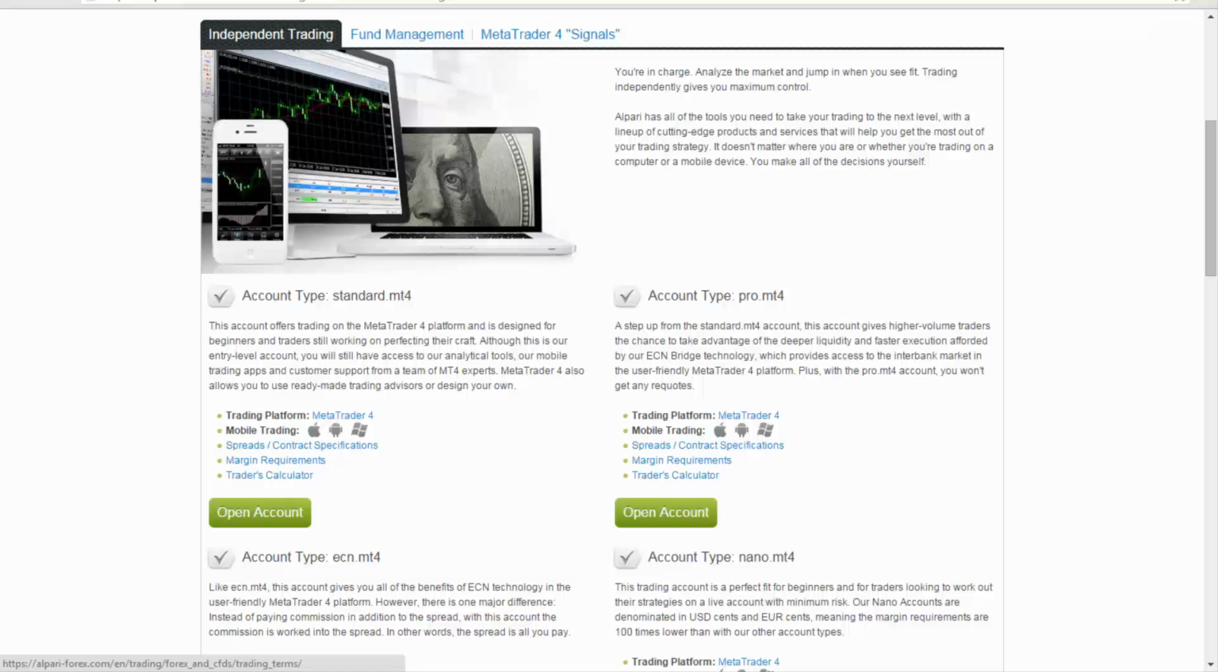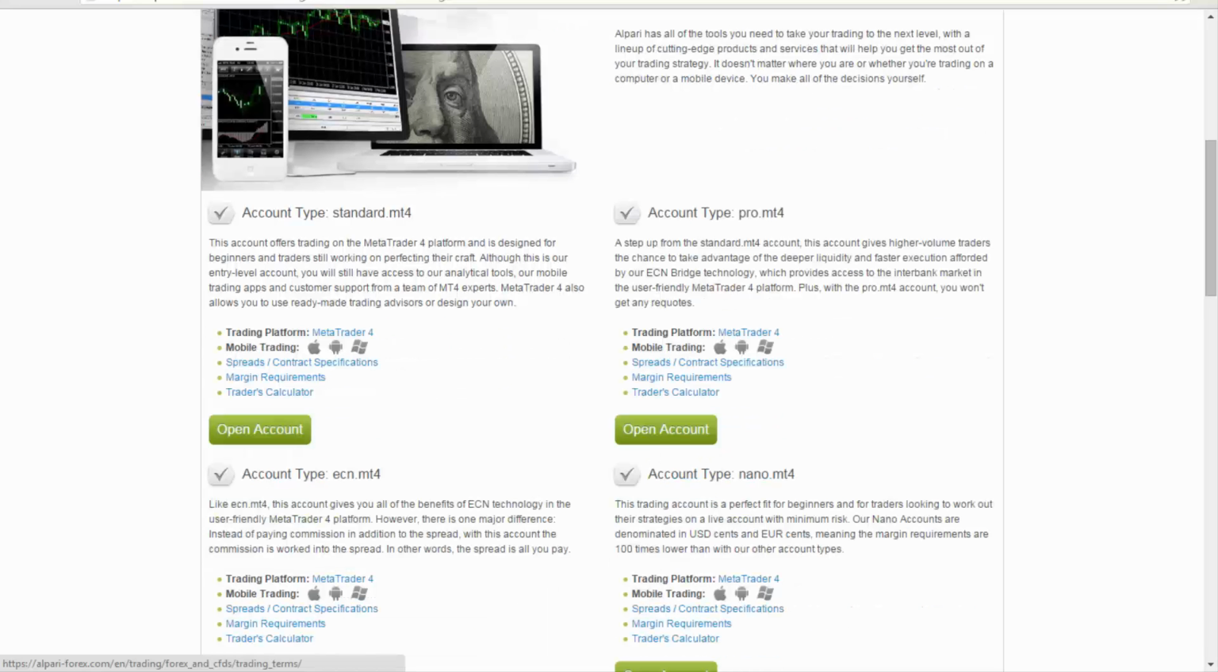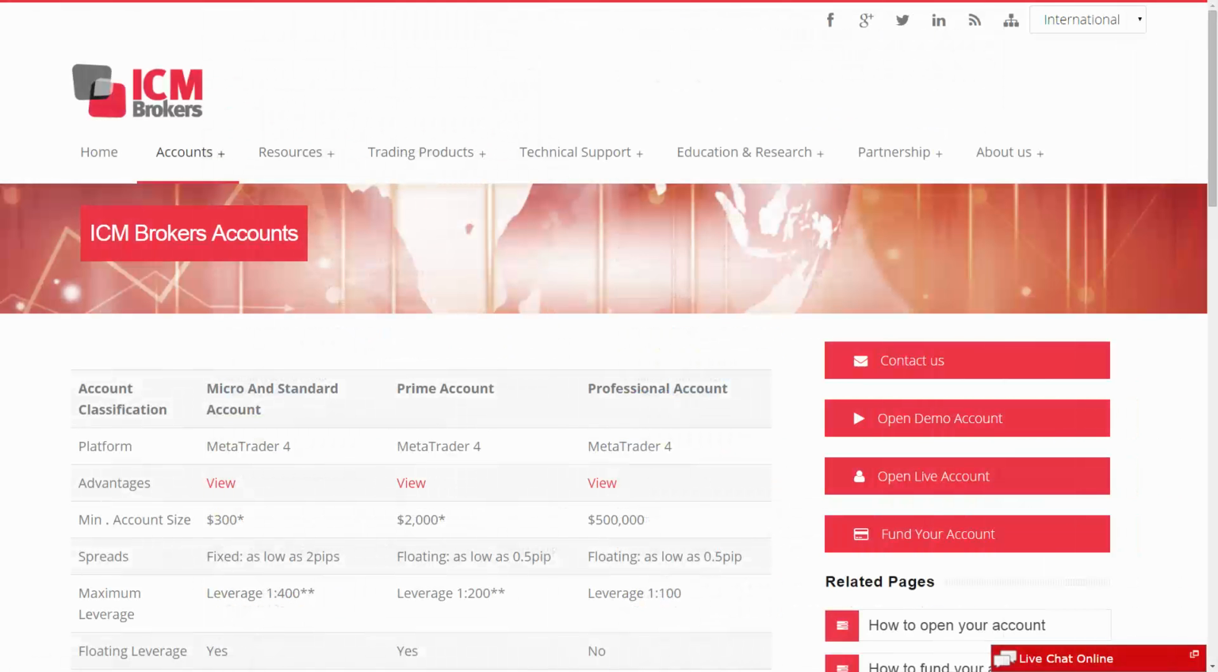Take a look at another broker's website, PFOREX. Again, account balances are clearly displayed. Another one is ICM, which provides customers with different accounts like micro, standard, prime and professional accounts. This particular broker does not offer any ECN accounts to its clients.